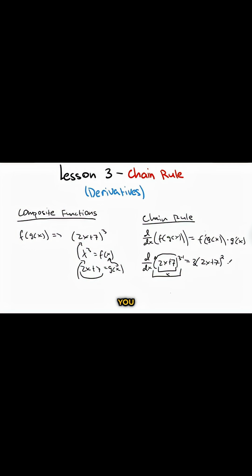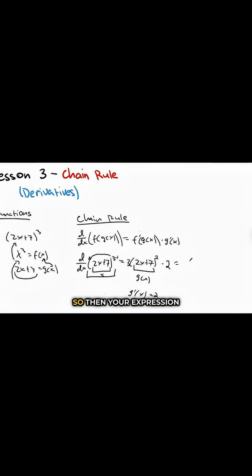And then what do you do? You take the inside function, which is g of x, and you find the derivative of this. So then g prime of x, we know that it is simply going to be 2, because the derivative of 2x + 7 is going to be 2, since 7 is a constant. And so then you multiply this by g prime of x, which is 2. And so then your expression simplifies to 6 times (2x + 7) to the power of 2.